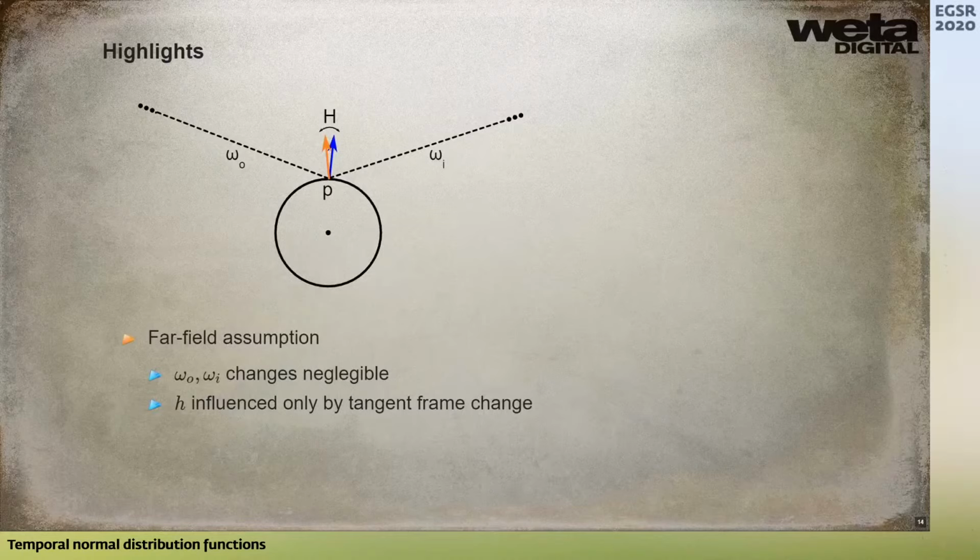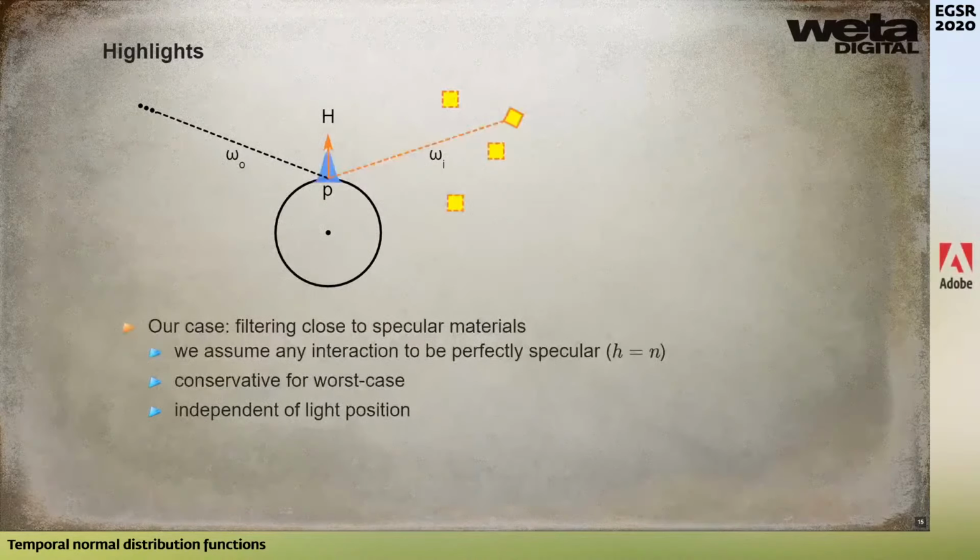A common approximation in this case is to assume that both camera and light are very far in world space relative to the pixel footprint. Like the light of the sun, minor changes in omega are negligible, and the half vector is thus affected only when its tangent frame rotates. This brings us to another useful approximation. Since our use case concerns highly glossy materials, which have very low roughness values, we treat every interaction event as a perfectly specular reflection. This is a conservative estimation that holds well up to reasonably high roughness.